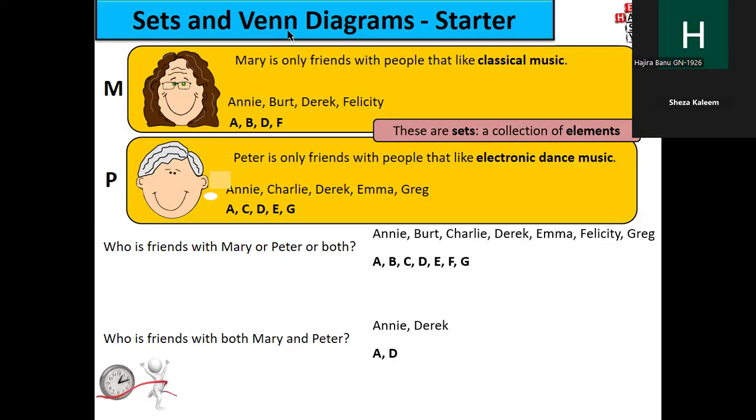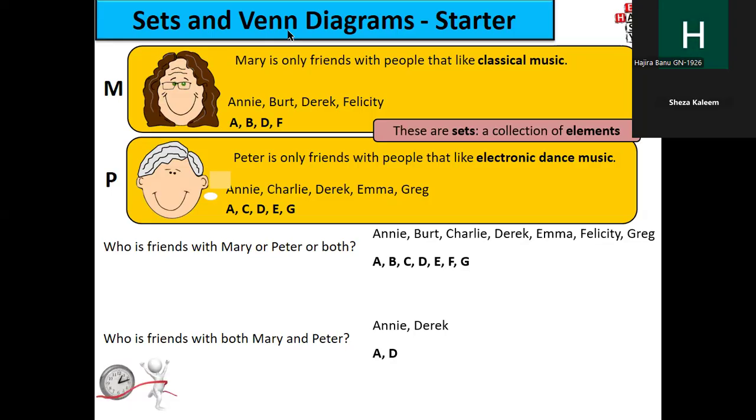Then union. Like in mathematics, we have the operations on numbers: addition, subtraction, multiplication, division. Those are called arithmetic operations. Likewise, we have some set operations which we perform on sets. When we combine the set elements and write them together, we call it the set operation union, which has a symbol like U, where we combine all the elements and write them together.